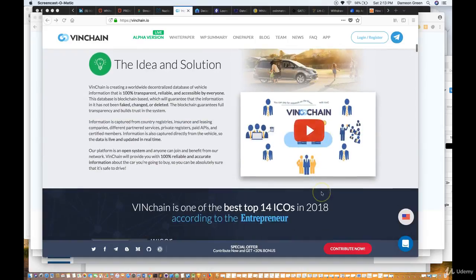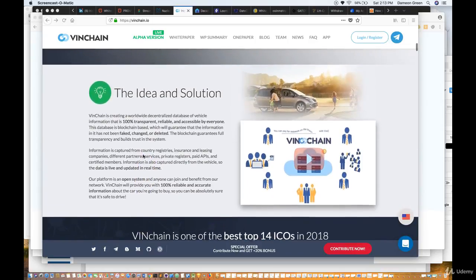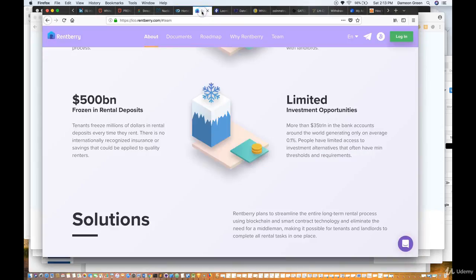And so then they go right into their solution, their idea. They highlight the keywords. They have a video that describes the solution, right? Talk about data being faked and changed, open system. So this is a perfect example. I love this example. Let's go to one more.